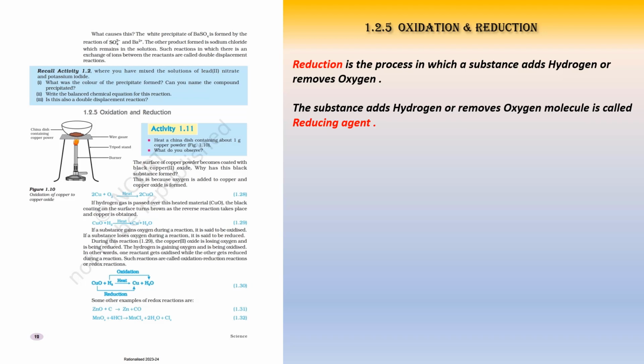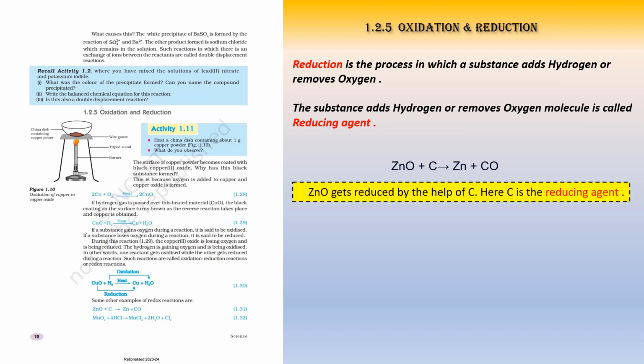And in the same way, the element which allows the addition of hydrogen or the removal of oxygen is called a reducing agent. Let's take an example to understand that. Zinc oxide plus carbon forms zinc plus carbon monoxide. What happens here? If you observe, zinc oxide has got converted to zinc. And who aids this process? That is carbon. Therefore, carbon acts as a reducing agent in this chemical reaction.